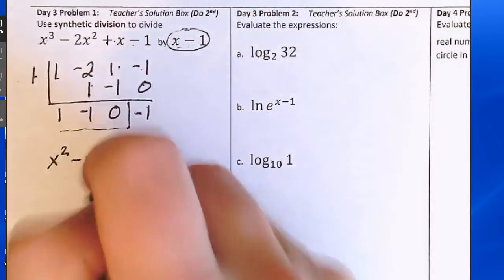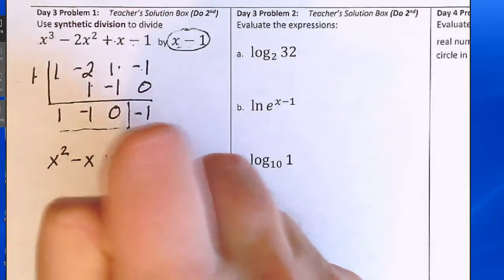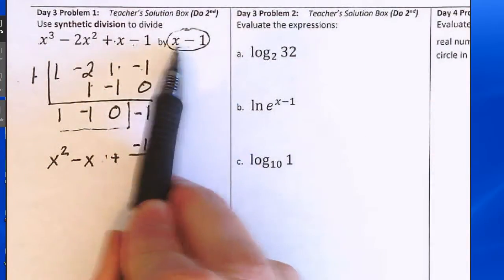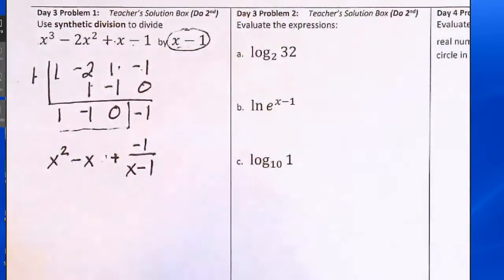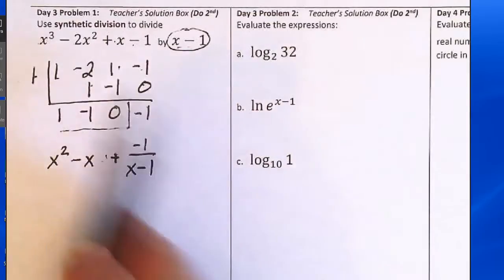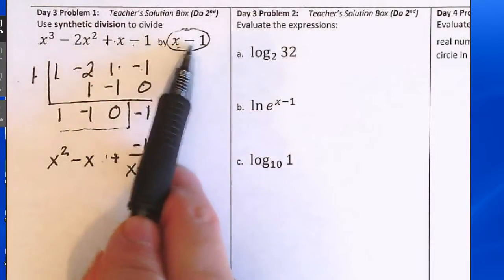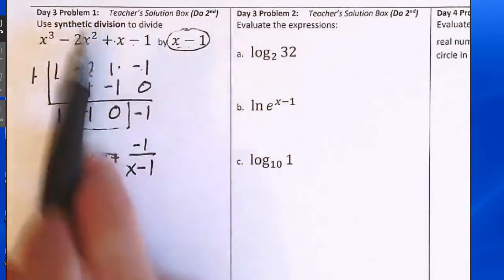Then the remainder is plus negative 1 over the divisor. And our divisor was x minus 1. So this polynomial is what we get when we divide x minus 1 into that polynomial.